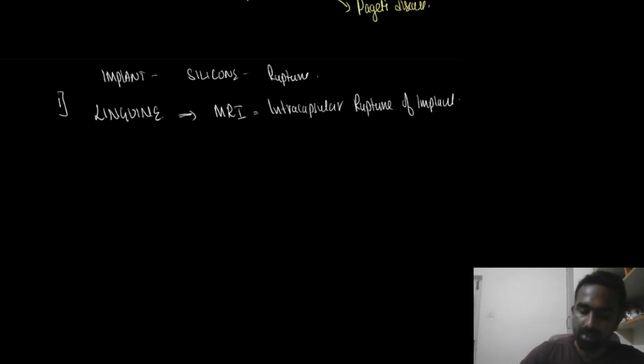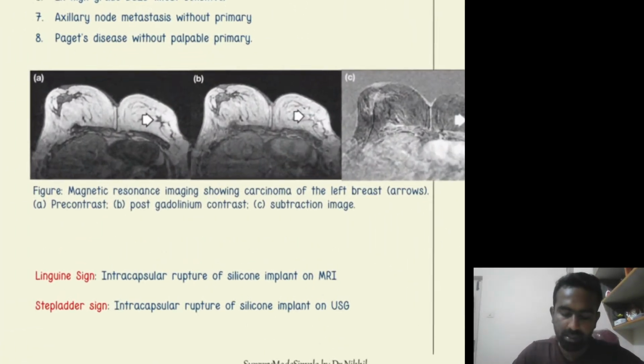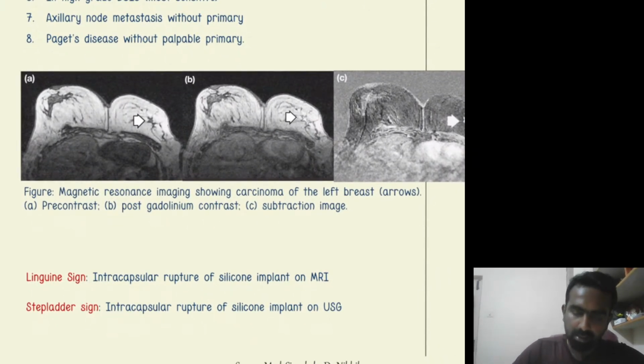Intracapsular rupture of implant. See, this is the MRI of the breast. In case of MRI of the breast, this is the first one, the pre-contrast image. You can see here the breast has fat, which is highly intense, and this lesion has low intensity in pre-contrast, which takes up contrast in the gadolinium contrast image.